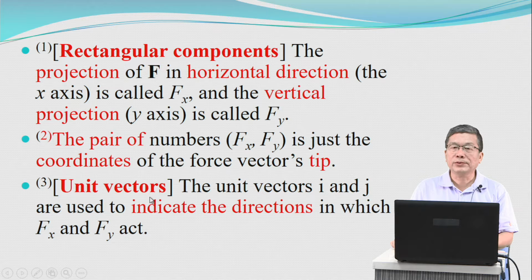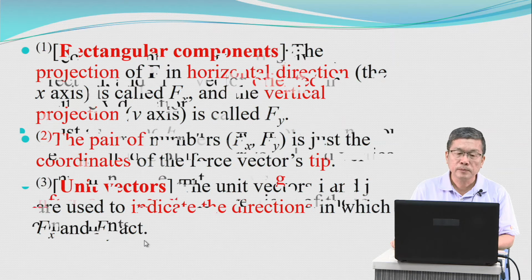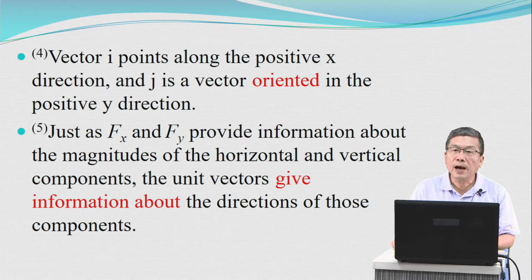Unit vectors. The unit vectors i and j are used to indicate the direction in which Fx and Fy act. Vector i points along the positive x direction, and j is the vector oriented in the positive y direction.